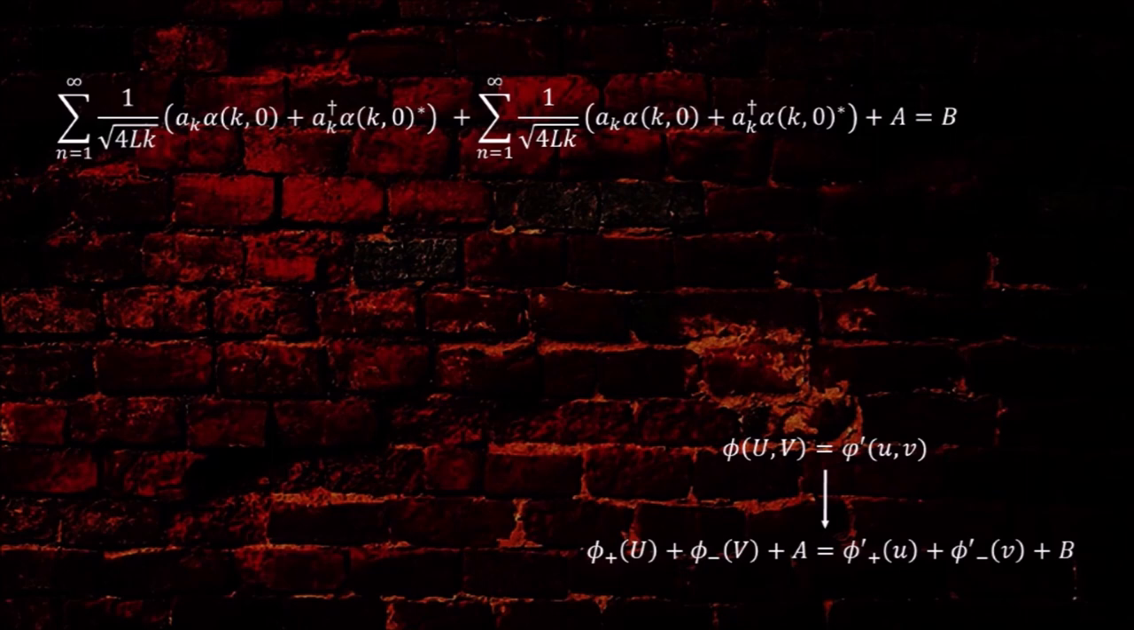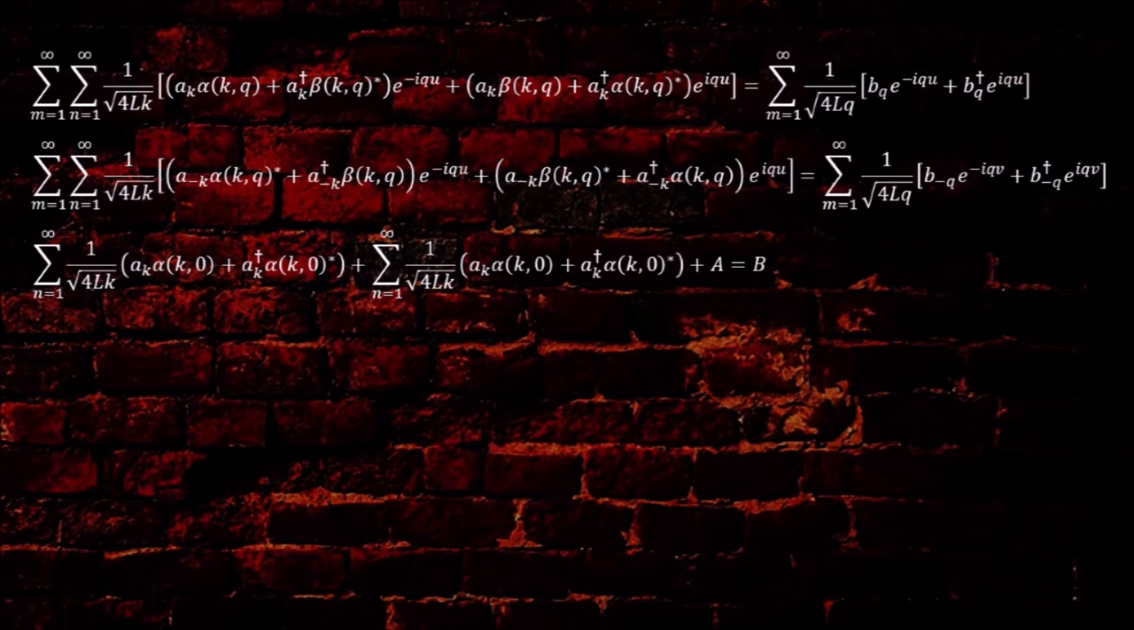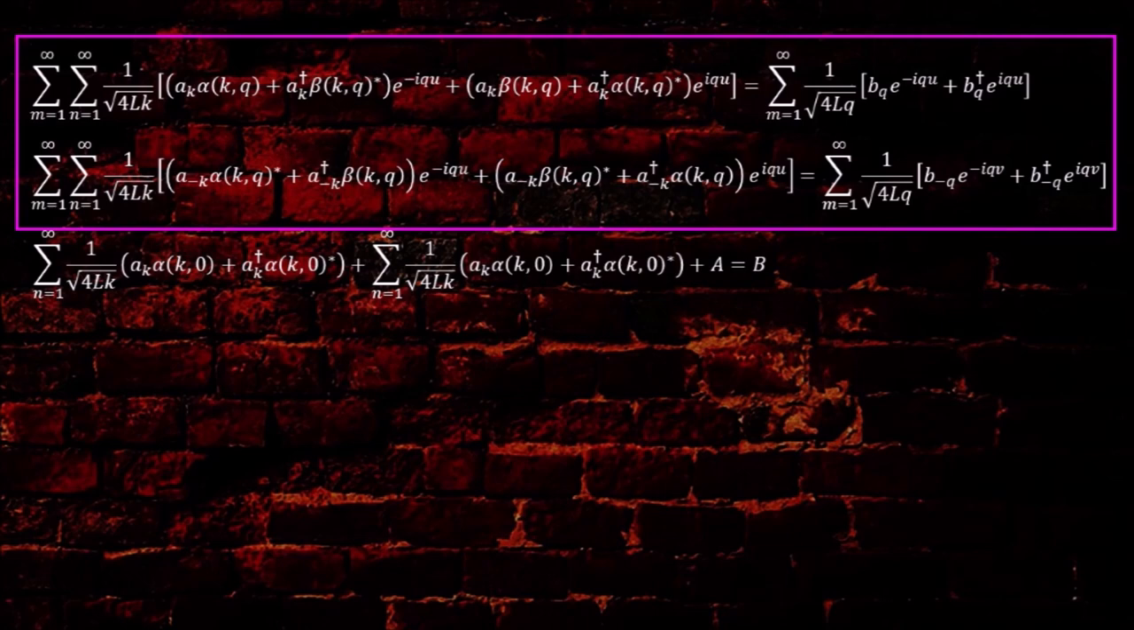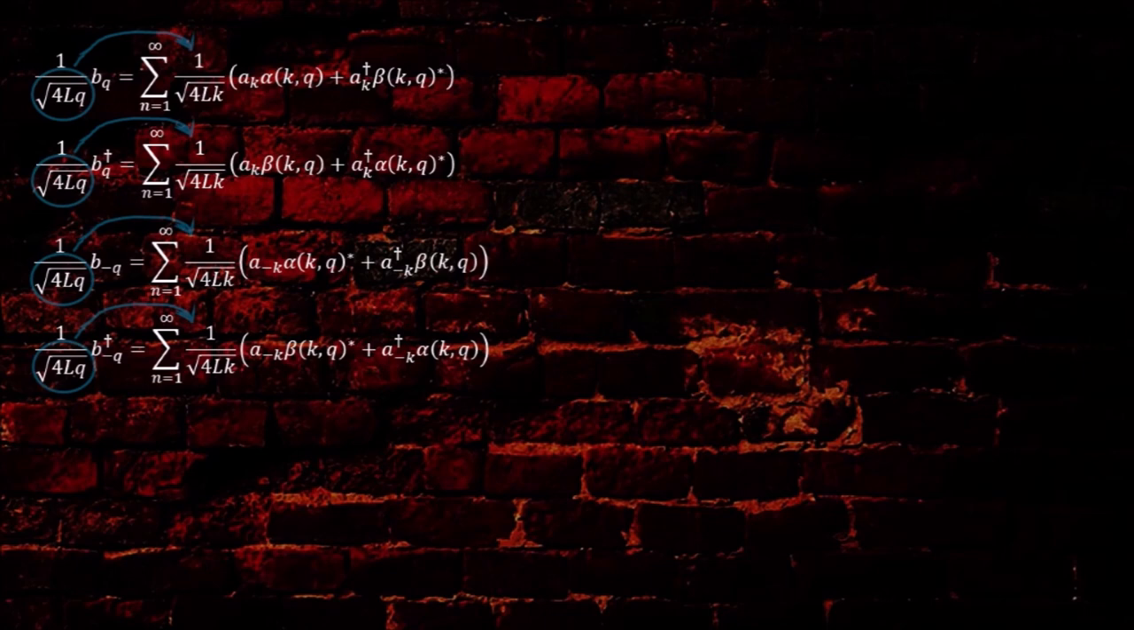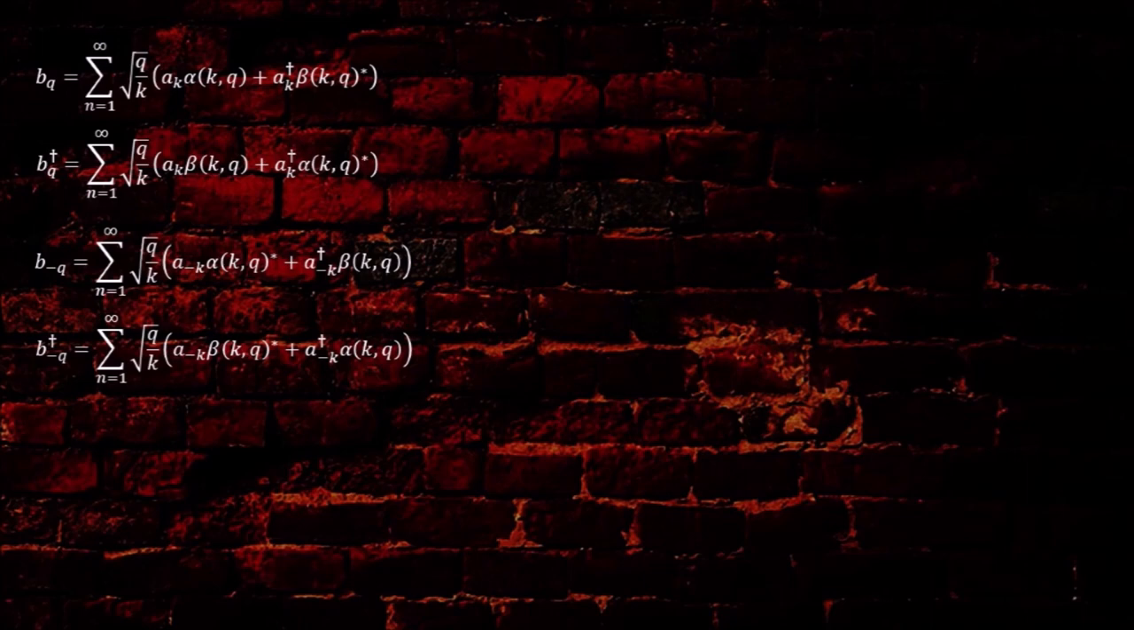So, putting everything together, in order for the first relation to hold, the Fourier coefficients must be equal, which means that the creation and annihilation operators in the Rindler frame are linear combinations of A and A dagger. But you might be thinking, so what? Why is this interesting?